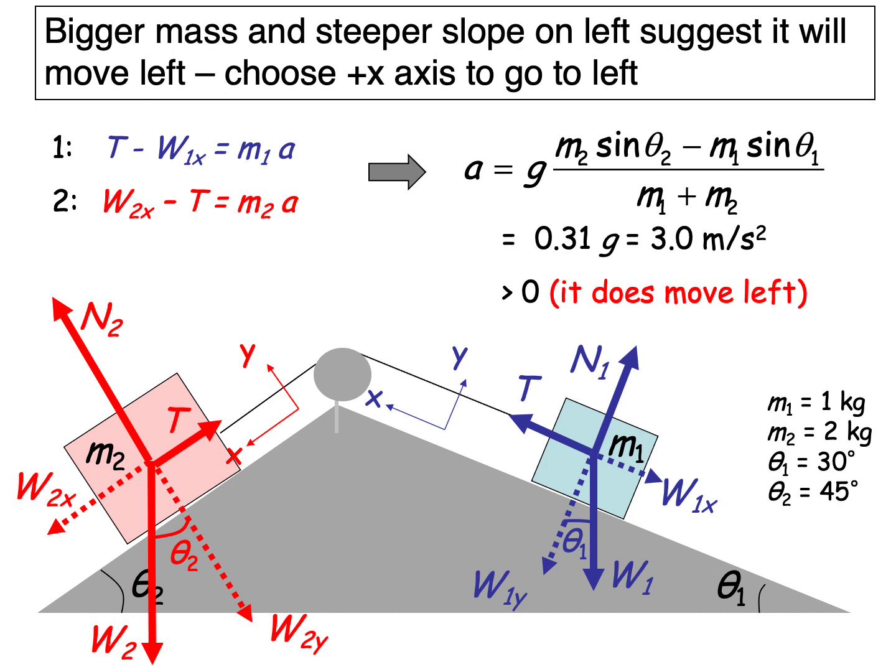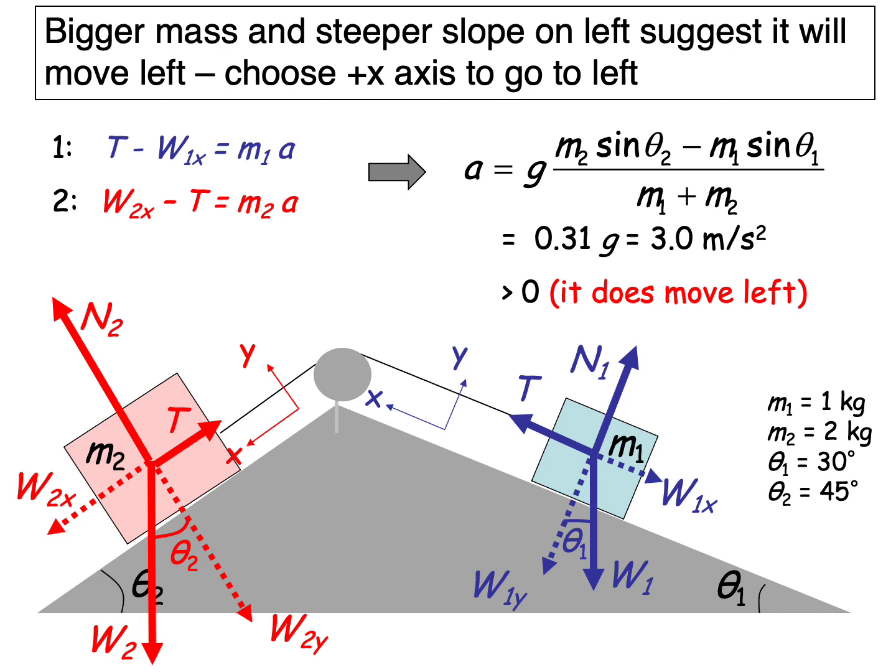And when we solve this system of two equations, we end up getting that the acceleration equals g times (m2 sine theta 2 minus m1 sine theta 1) divided by (m1 plus m2), which equals 0.31 times g, which is 3 meters per second squared. And because this answer is positive, that means that the acceleration is going in the direction of the positive x-axis, which we put to the left. And so it turns out our intuition is correct, that it does accelerate to the left.